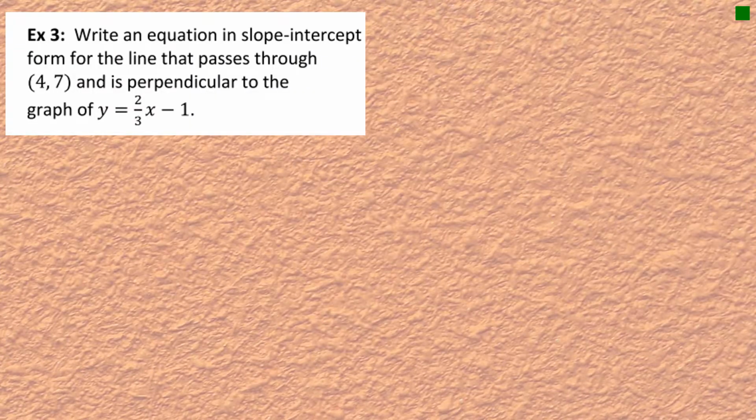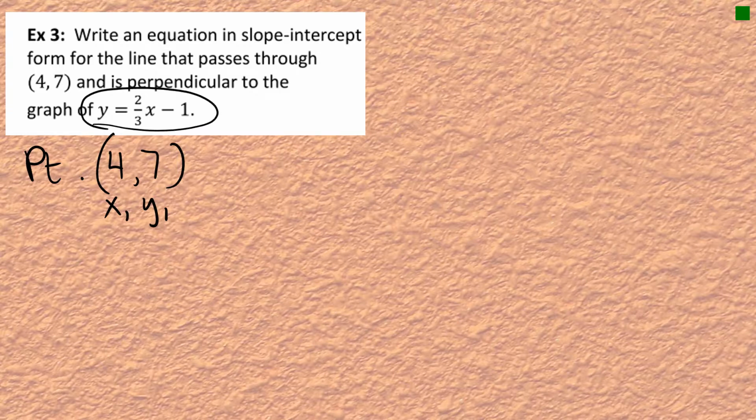All right, example 3. Write an equation in slope-intercept form for a line that passes through 4, 7 and is perpendicular to this graph. Okay, so I need my point, which is 4, 7. So that's my x1 and my y1. Now, I need to grab the slope out of this line, and since it's solved for y, I can go ahead and grab the slope. So my slope right now is 2/3, but they ask for a perpendicular slope. So this little symbol right here is the perpendicular slope.